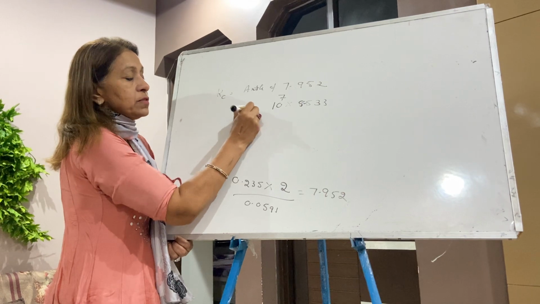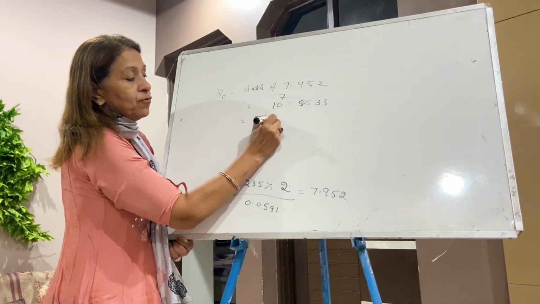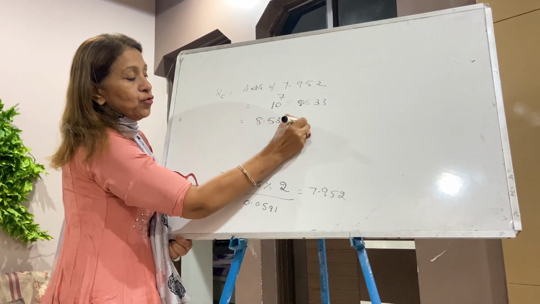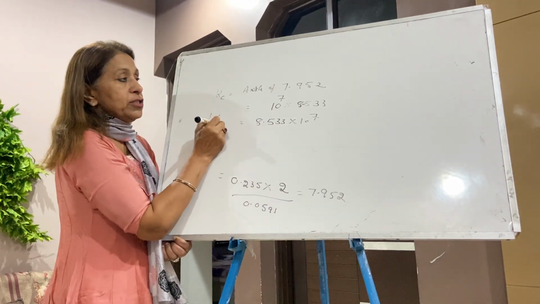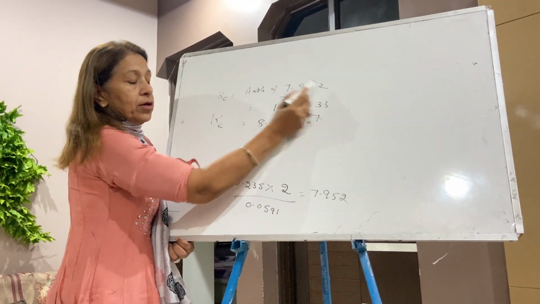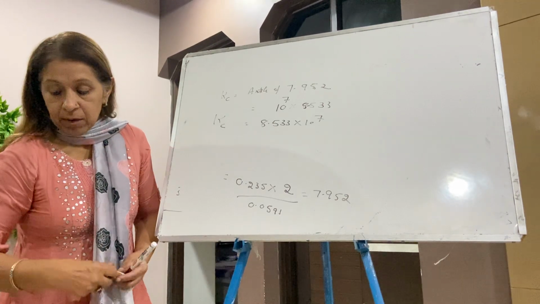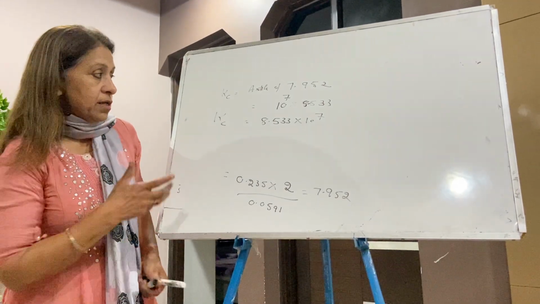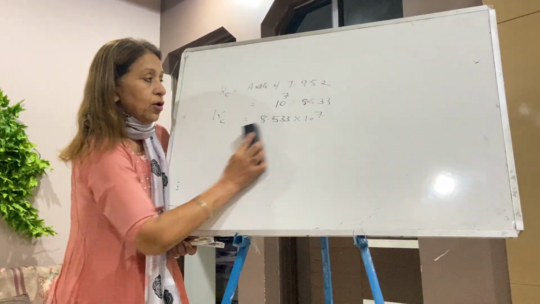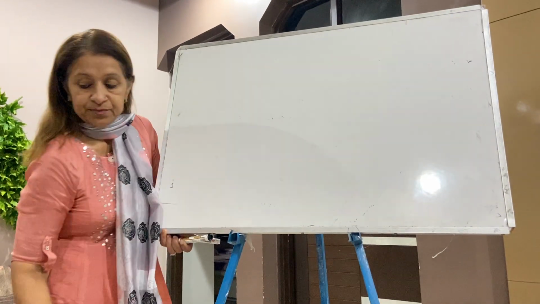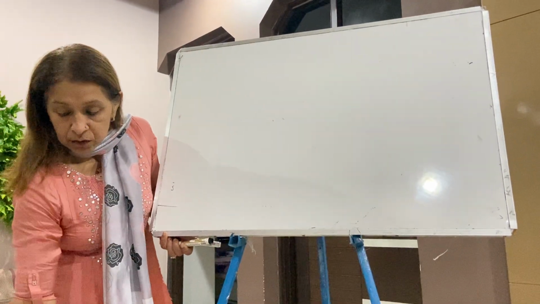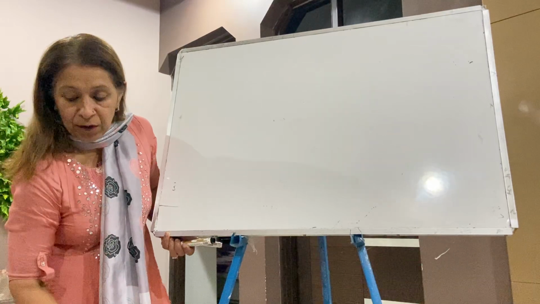So the answer comes 8.533 into 10 raised to power 3. Kindly check the antilog of 0.95 in the second column. Next, in the same way you can take the log and antilog calculations. Now after that, I am giving you one homework, you can do it at your home.